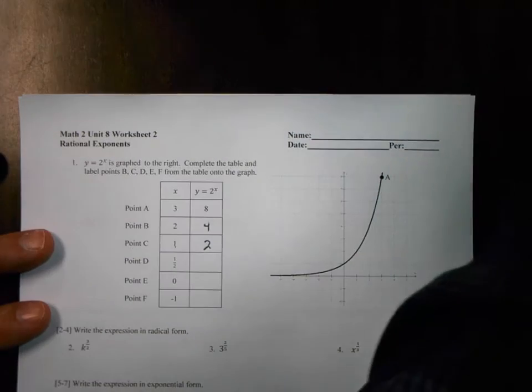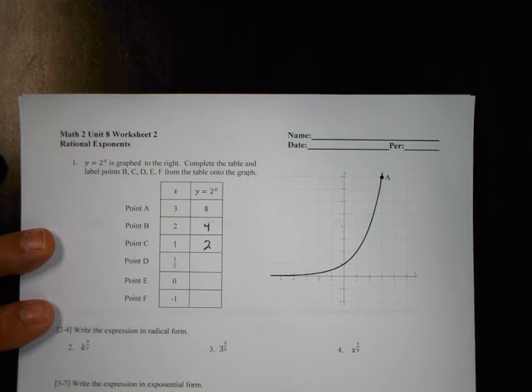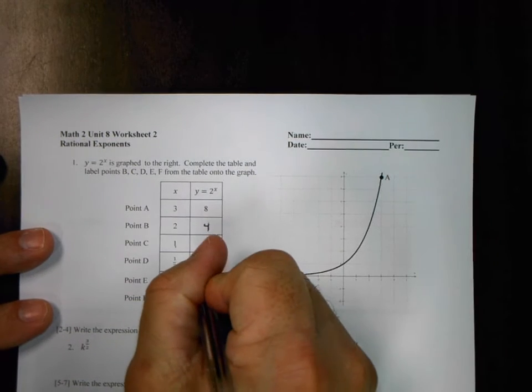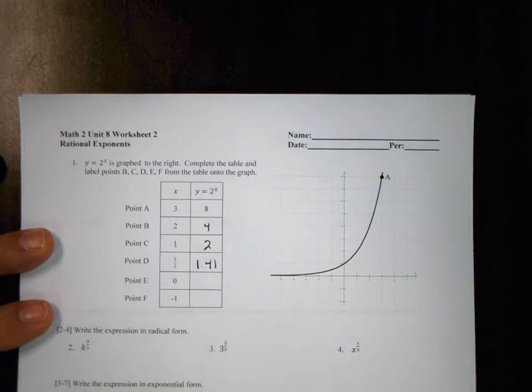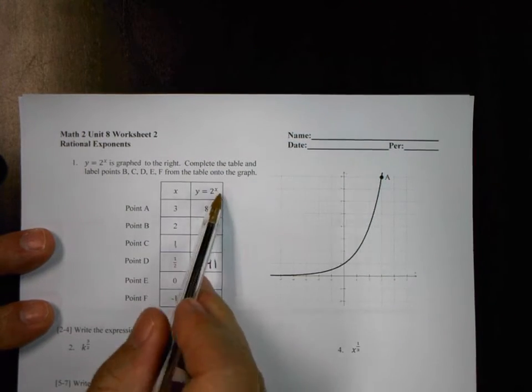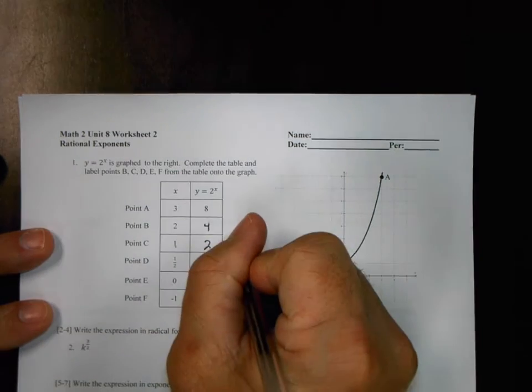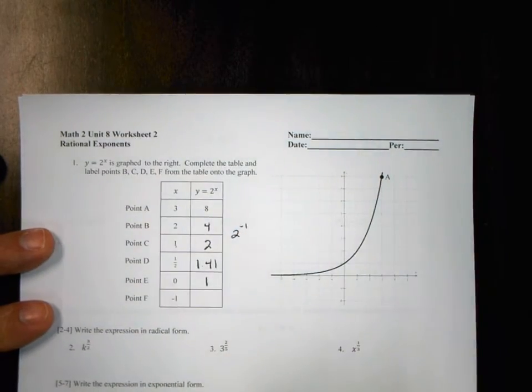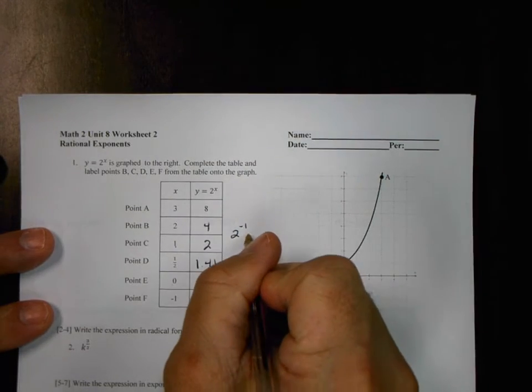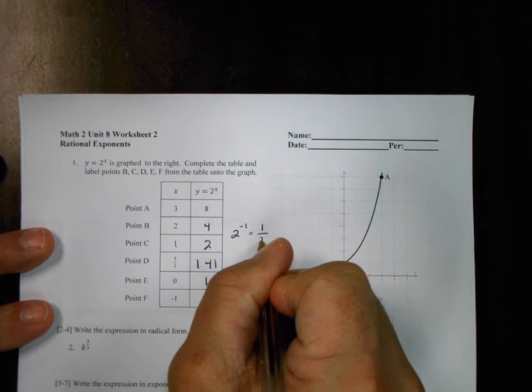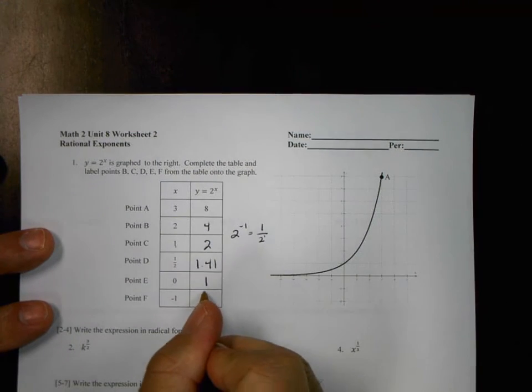And if x was 1/2, it would be 2 to the 1/2, or the square root of 2, which we don't have that number. So let's just take an approximation, which is 1.41. And 2 to the 0 power is 1. And 2 to the negative 1, well, you guys might need a little review of that as well. Anything to a negative 1 power simply means put it on the bottom and make it positive. So that becomes 1/2.